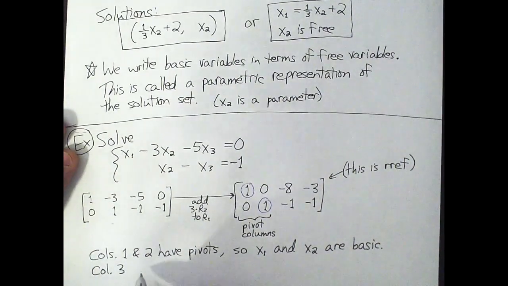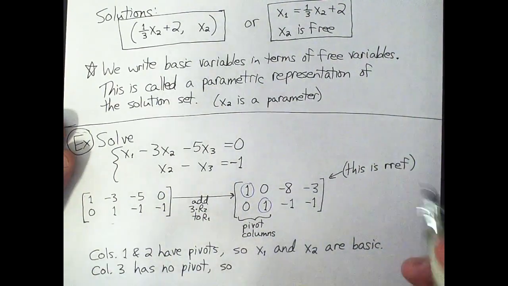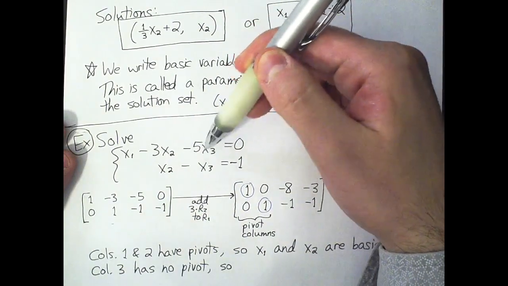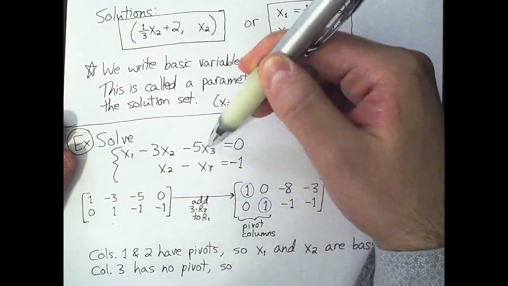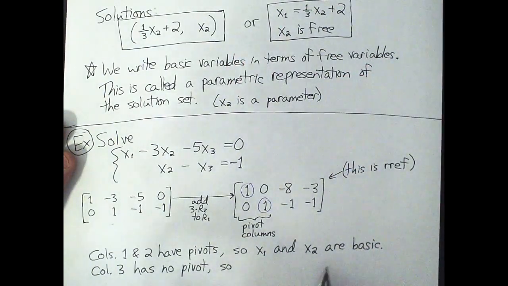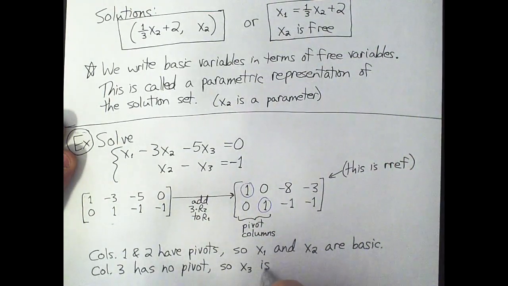Column 3 has no pivot. So column 3 corresponds to the x3 column. There's no pivot there. Well, if I said that those other ones were basic, you're probably going to guess that this means x3 is free.